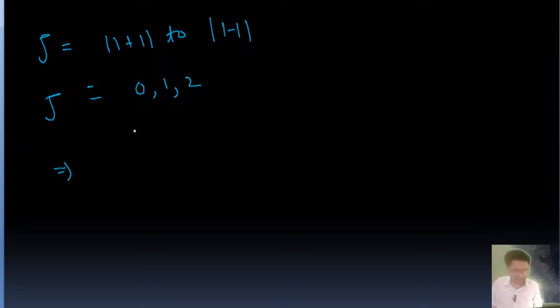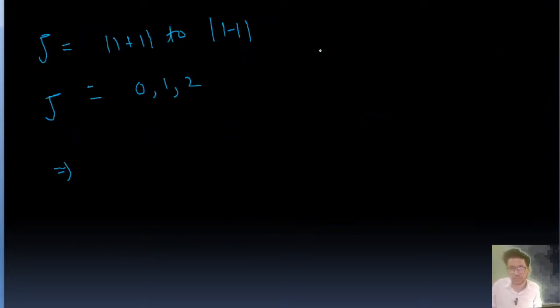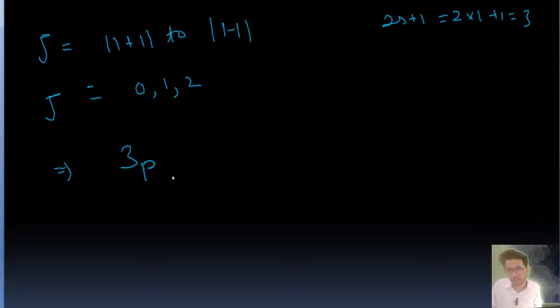So it means the spectroscopic term is going to be, multiplicity, S value is 1. So multiplicity is going to be 2S plus 1, that is 2 into 1 plus 1, that is 3. L is 1, so 3P, with J values 0, 1, 2. Okay.